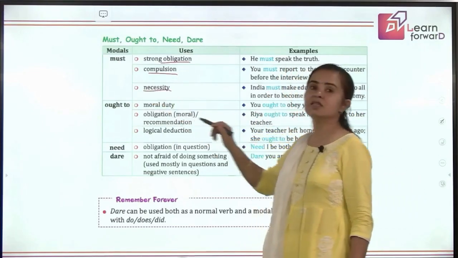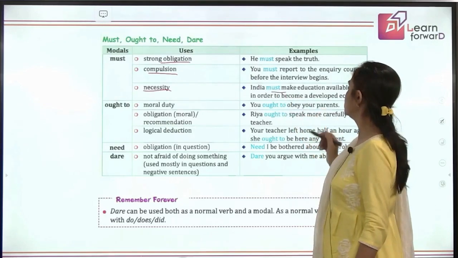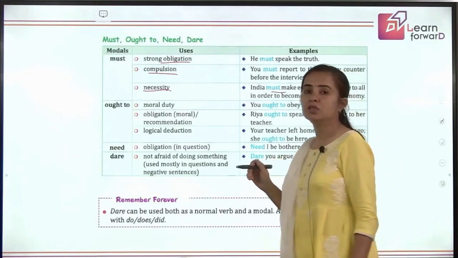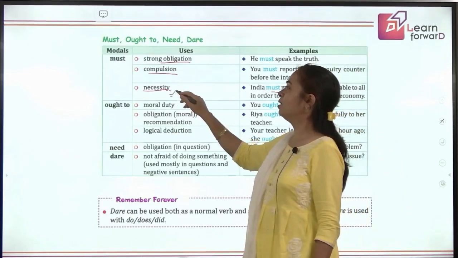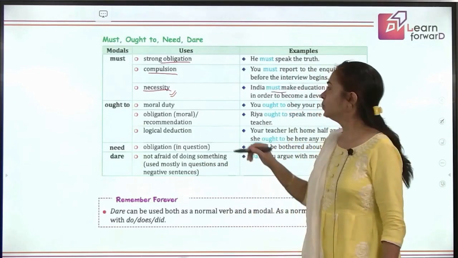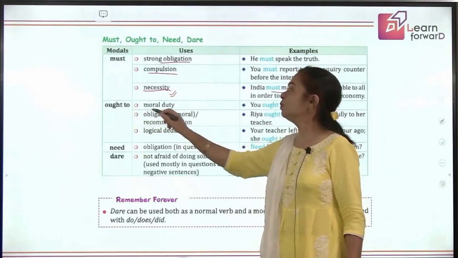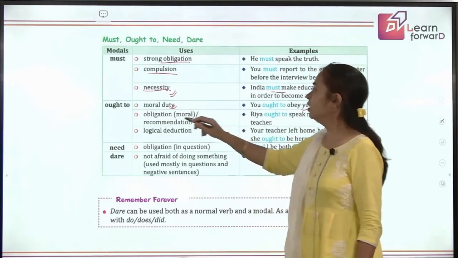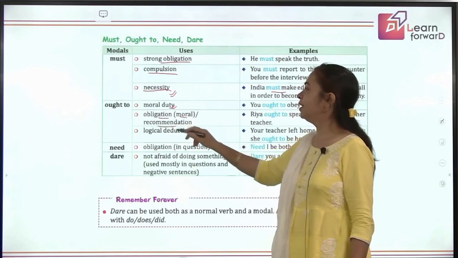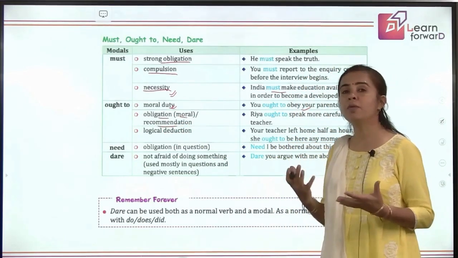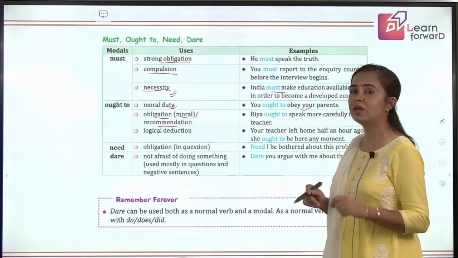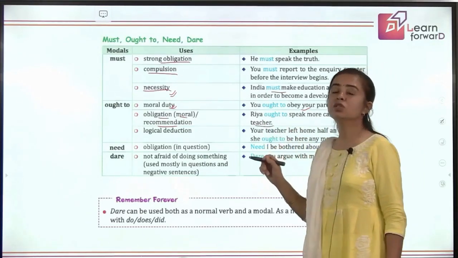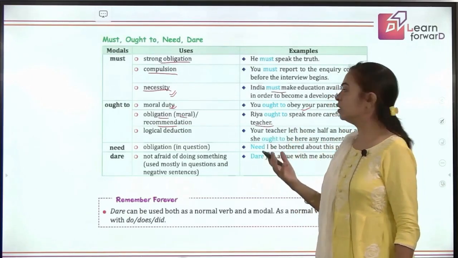And then when there is a necessity, India must make education available to all in order to become a developed economy. So this is the need of time. It is necessarily to be done. Next is ought to. Ought to comes when there is a moral duty, like you ought to obey your parents. Then obligation, moral recommendation is there. When there is some moral obligation to do something, or you are recommended to do something, like Ria ought to speak more carefully to her teacher. So this is your moral duty, right?